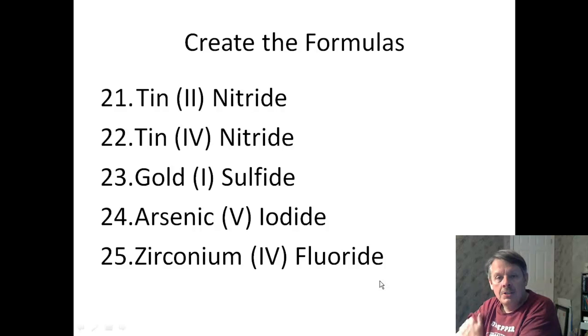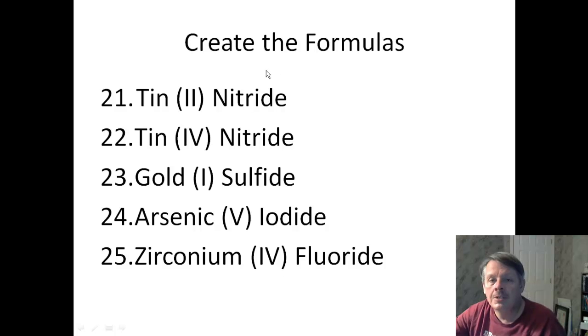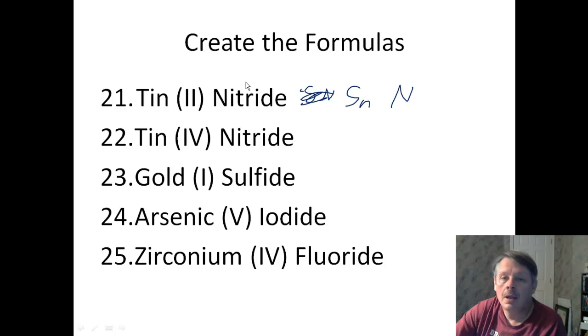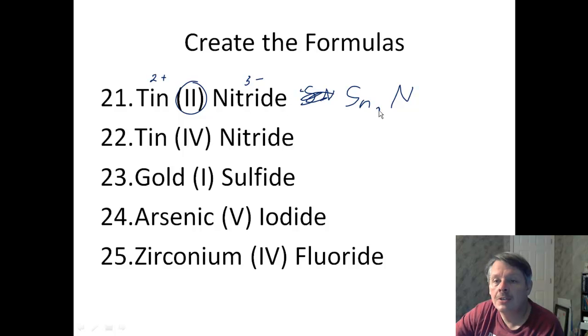Alright, how about tin 2 nitride? Well, tin is Sn. Try that again. Sn. And nitride is N. And nitride is nitrogen, so it takes on a 3 minus, and tin takes on a 2 plus. That tells me it takes on a 2 plus. So when I crisscross them, I get Sn3N2.